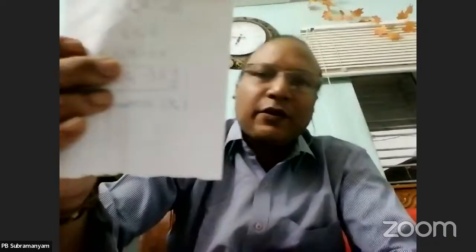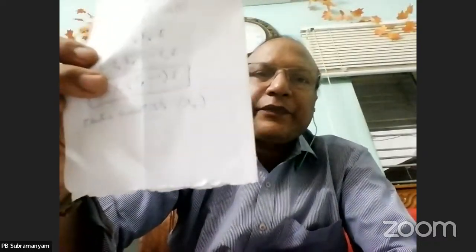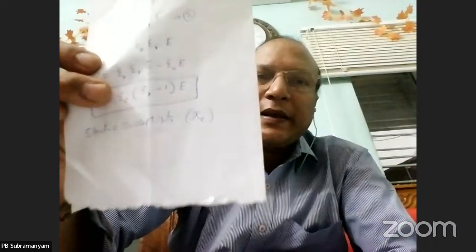Next one is electric susceptibility. We call it chi E. Electric susceptibility, we call it chi E. What is this? I'll tell you.